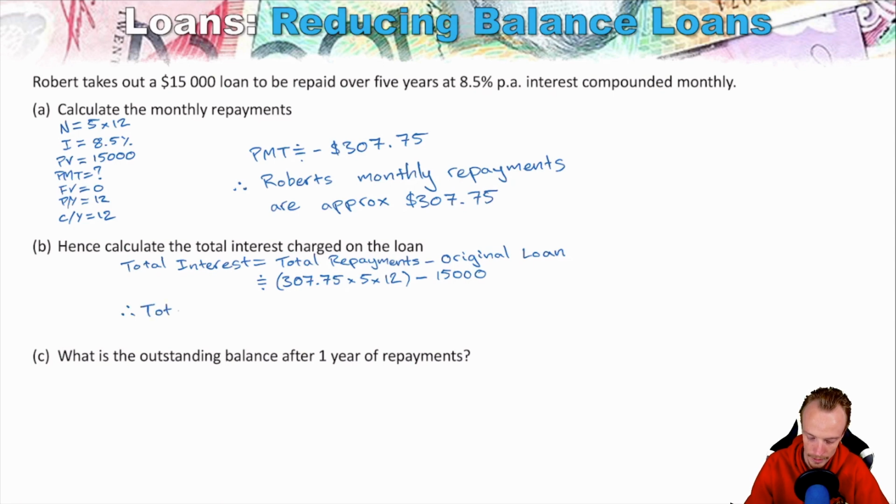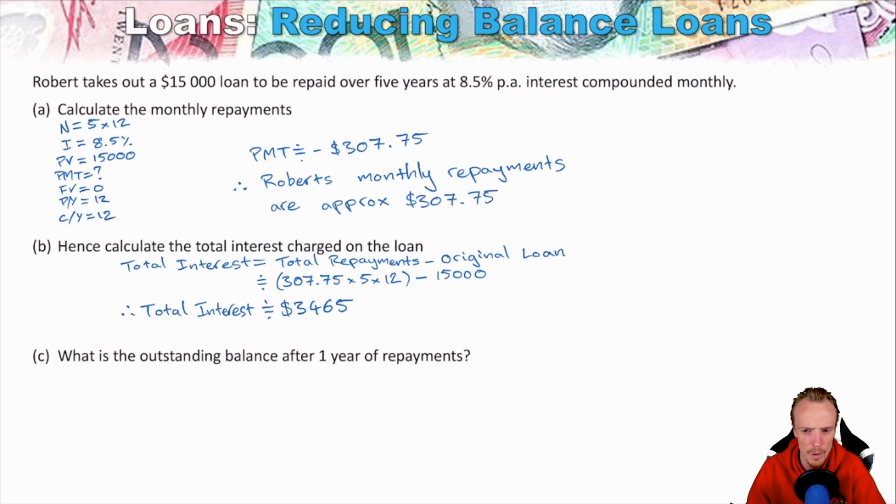So therefore, our total interest is going to be approximately equal to, let's whack this in the calculator. So 307.75 by 5 by 12. Subtract away the 15 grand. So in total, we've had to pay $3,465 in interest. Now, so that's how you essentially calculate the total interest of something. It's total repayments, subtract away the original loan.